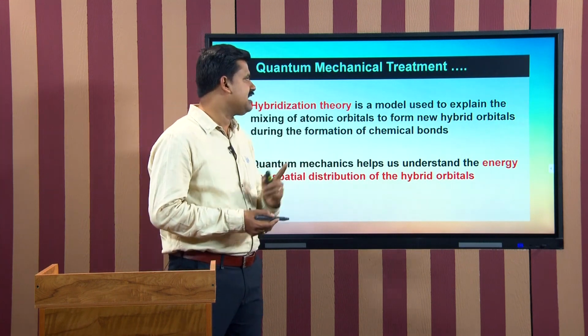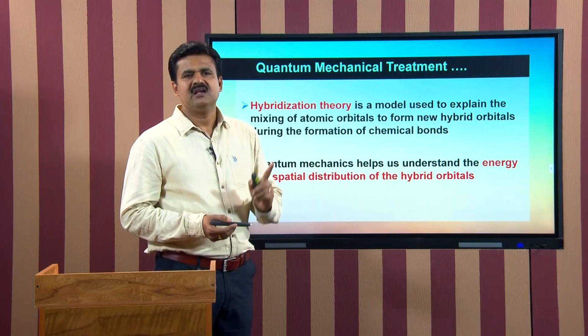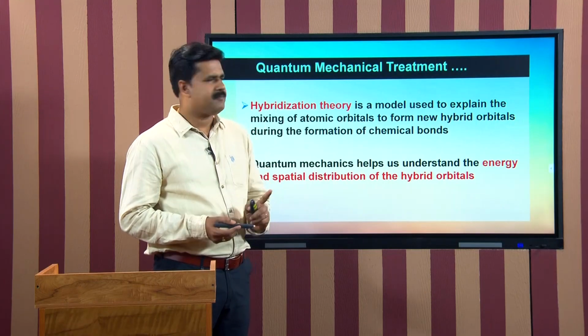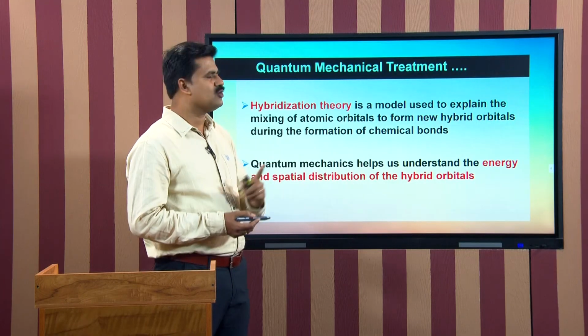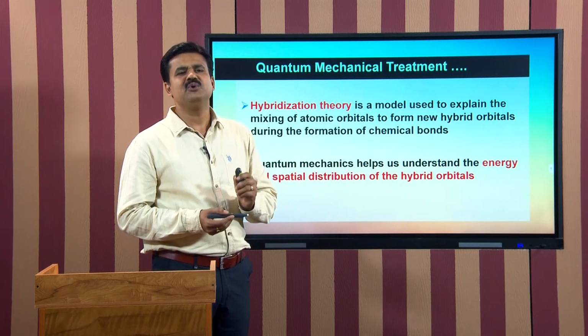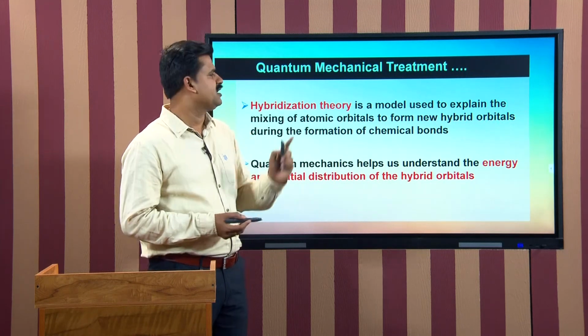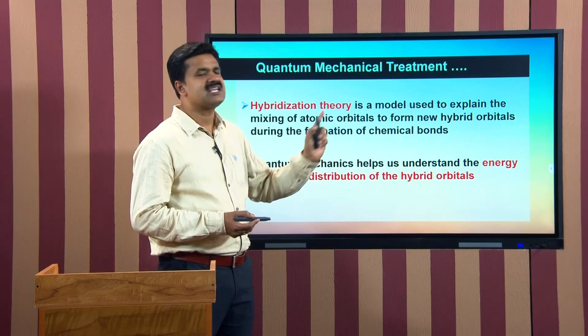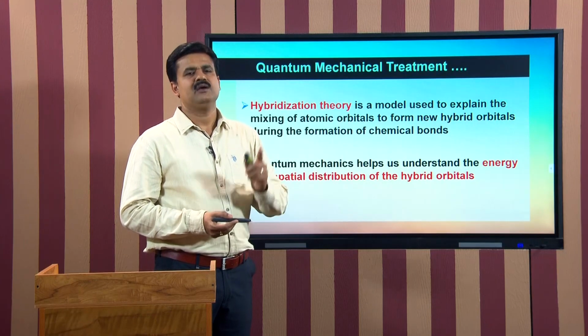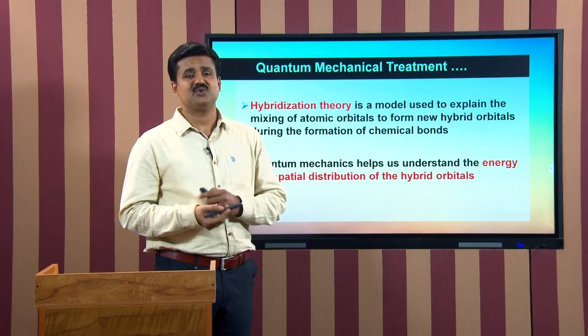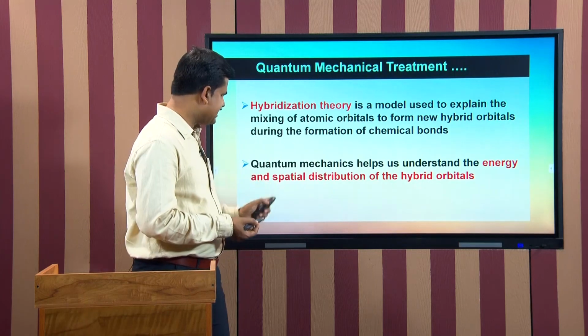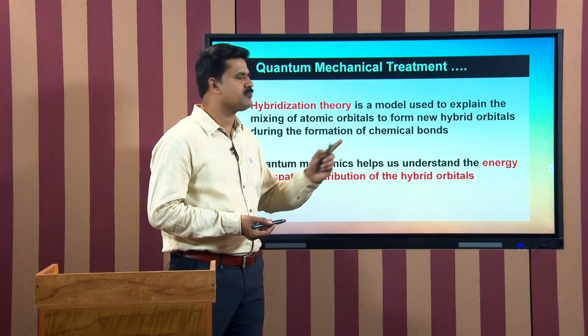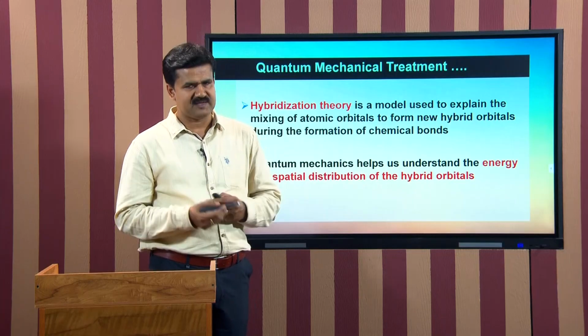Hybridization theory is a model used to explain the mixing of atomic orbitals to form new hybrid orbitals during the formation of chemical bonds. Quantum mechanics helps us to understand the energy and spatial distribution of hybrid orbitals.